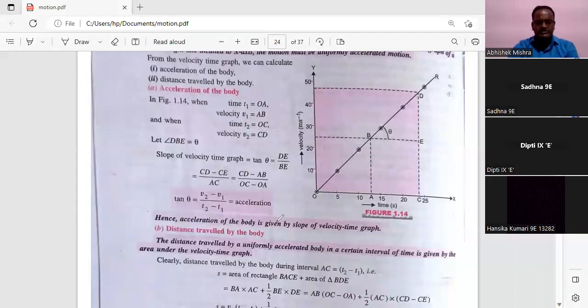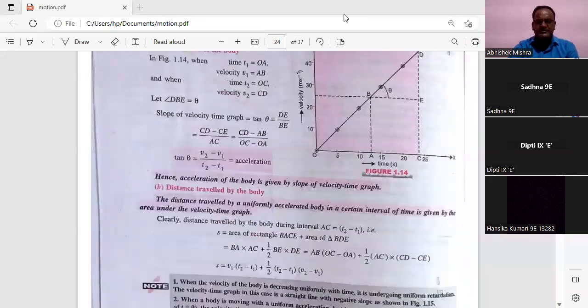Now in this graph you can see the distance traveled by the body during the time interval AC. The time interval is AC. Let me show you again. This is the time interval AC. During the time interval AC, what is the time interval? T2 minus T1. This stands for T2 and this stands for T1, the first one. So the time interval AC will be T2 minus T1.